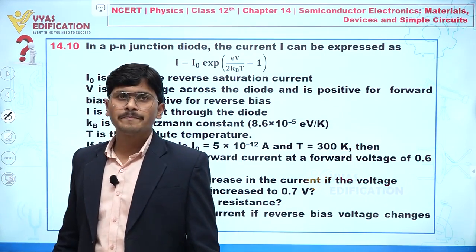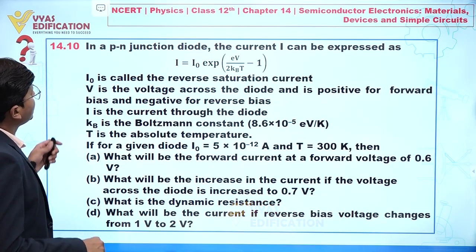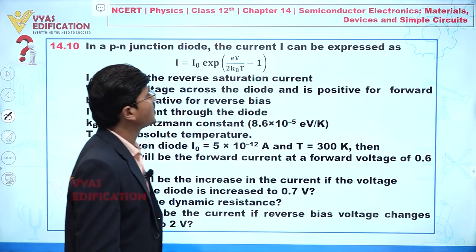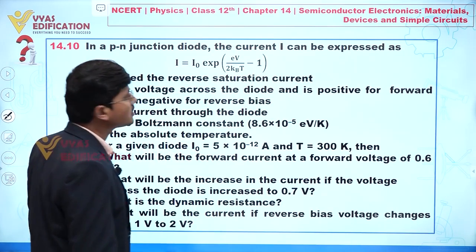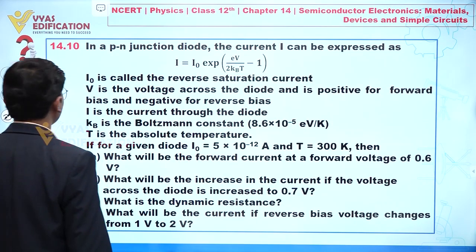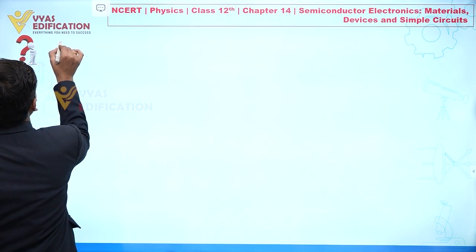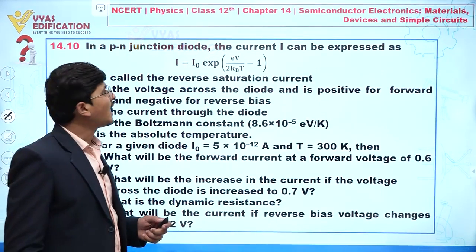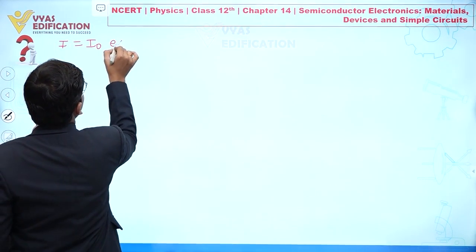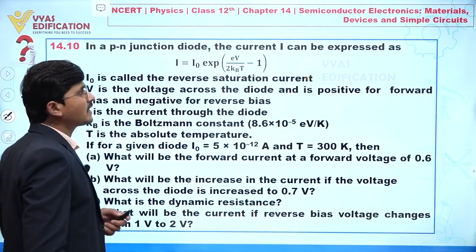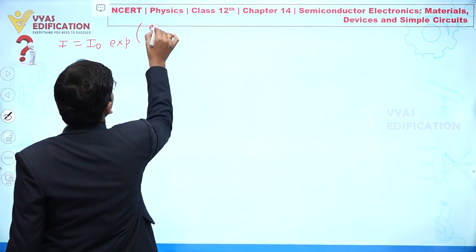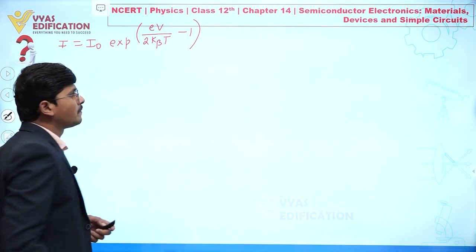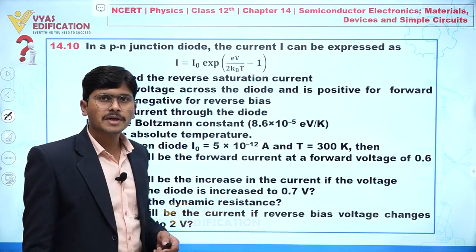Now in this question it is given to you, in a PN junction diode, the current I can be expressed as I equal to I naught exponential EV divided by twice KBT minus 1, clear. So first I am writing this expression again. I equal to I naught exponential power EV divided by twice KBT, minus 1.